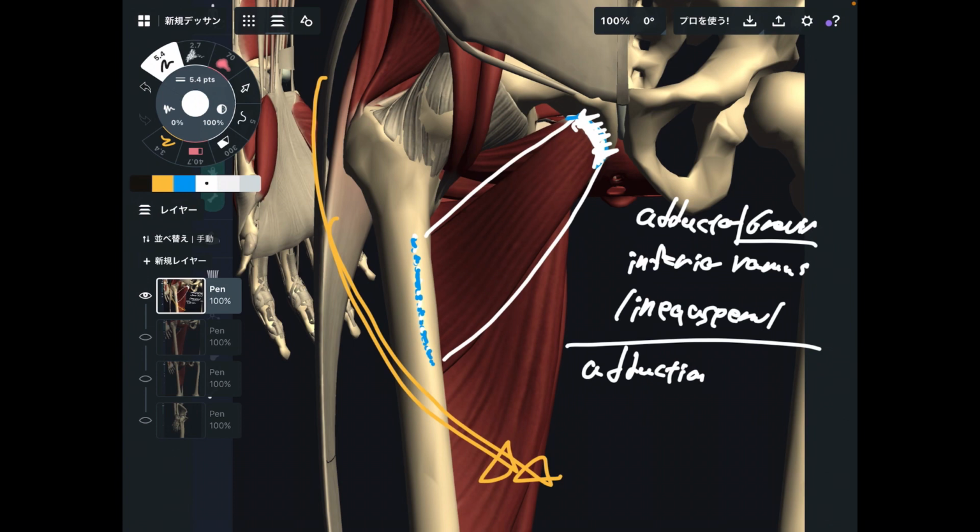Okay, what is other functions? Next one is hip flexion. Plus, this muscle also does extension. That sounds weird. This muscle can do completely opposite movement. I will explain about flexion and extension later. Well, this is anatomy of adductor brevis, origin, insertion, and function.